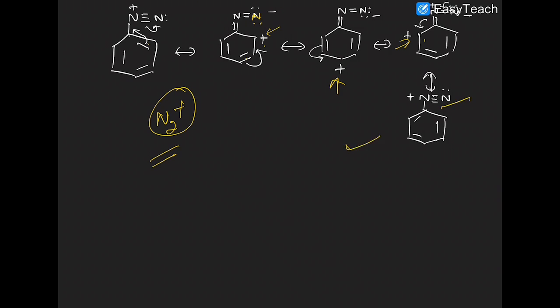Okay, sure about that? So you have to memorize that. Okay, why is it happening? Because of the electron withdrawing nature of N2 that is present on the benzene ring.